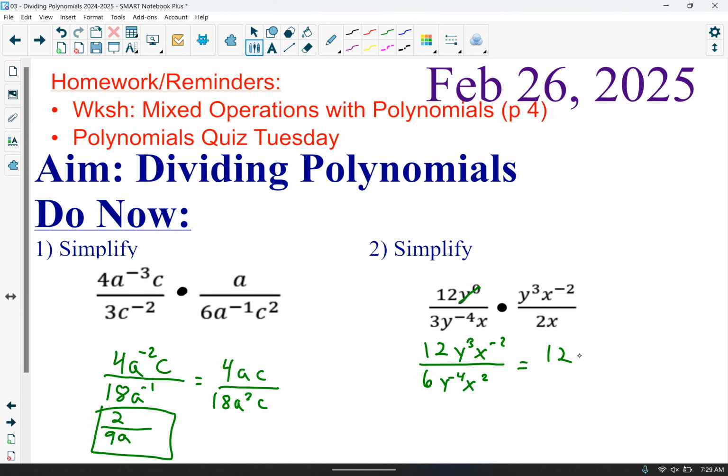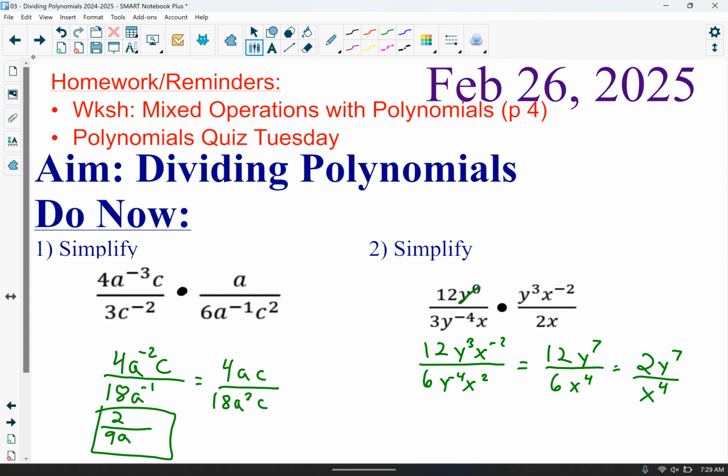Y cubed times y to the fourth should give us y to the seventh. In our denominator, we should have 6, bringing x to the negative second down. X squared times x squared would be x to the fourth. Now we just have to reduce our coefficients so that we have 2y to the seventh over x to the fourth.